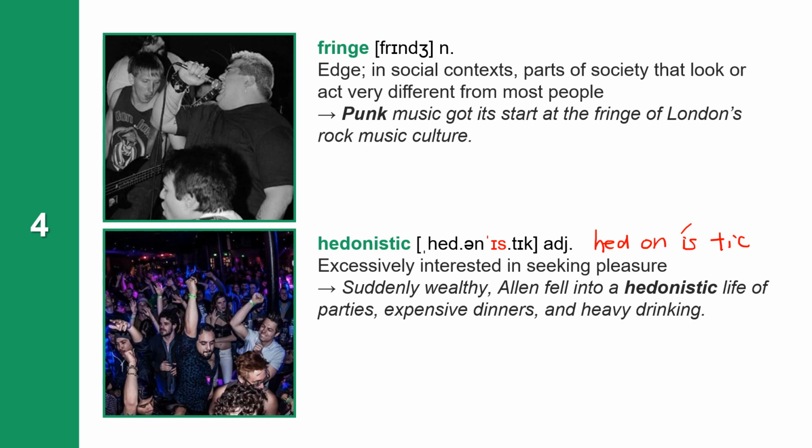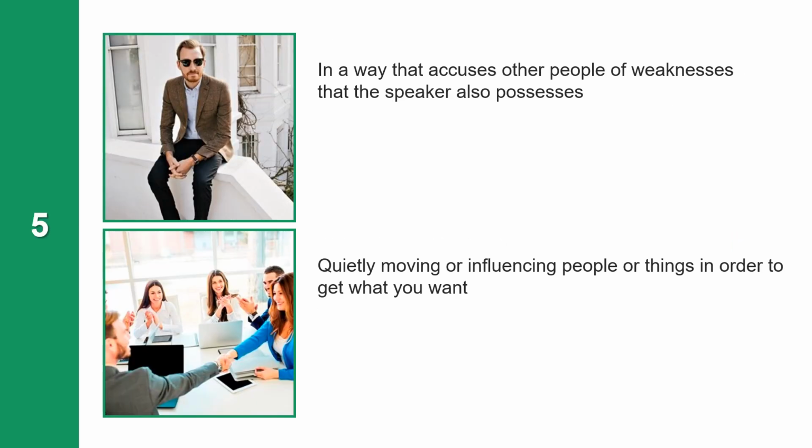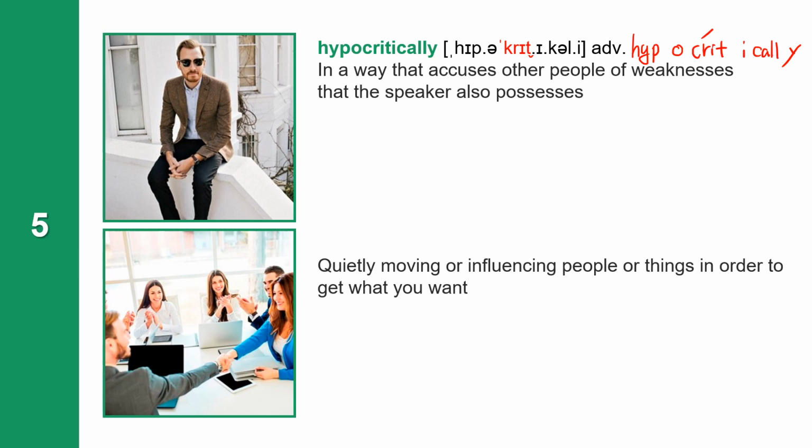The next one: in a way that accuses other people of weaknesses that the speaker also possesses. The word is hypocritically. Hypocritically is an adverb and it has six syllables. Hypocritically, with the stress on the third syllable, and this has T-flaps. It means in a way that accuses other people of weaknesses that the speaker also possesses.